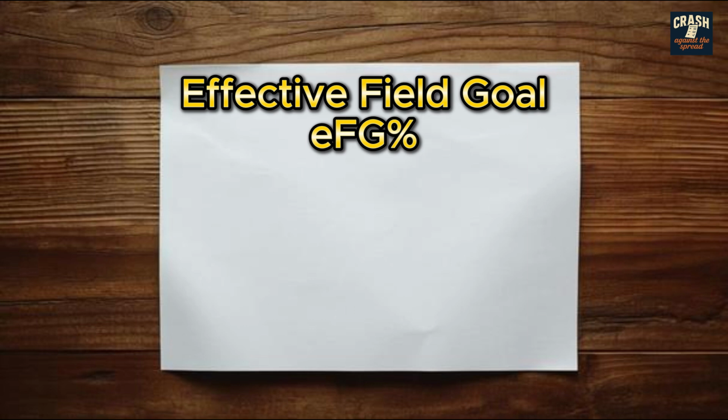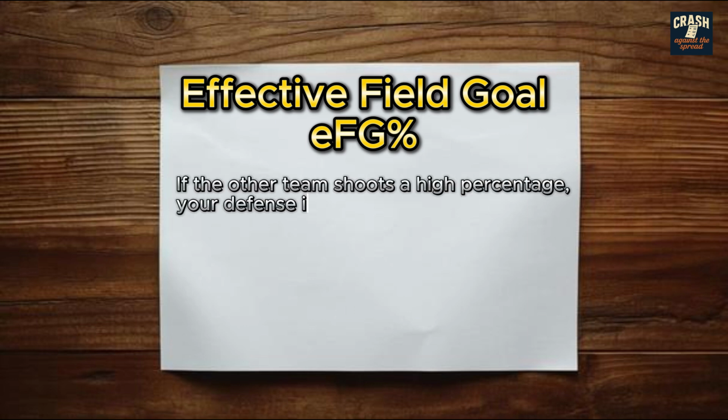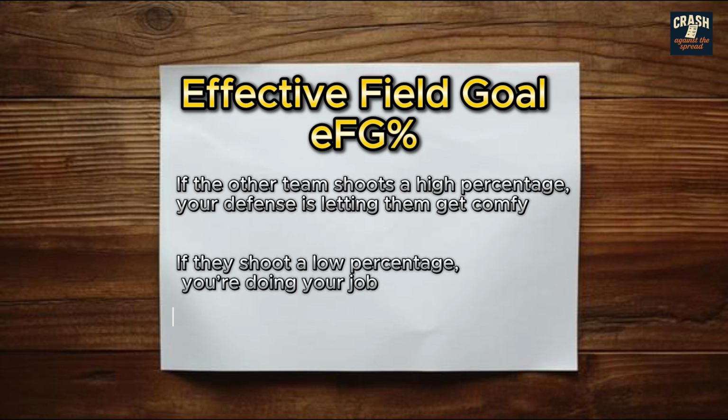Effective field goal percentage, opponent eFG%. What it means: this tells us how well the other team shoots when you guard them. Why it matters: this one's huge. If the other team shoots a high percentage, your defense is letting them get comfy. If they shoot a low percentage, you're doing your job.